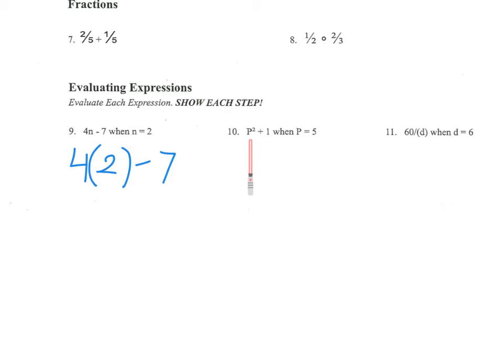Number 10 is p to the 2nd power plus 1. So plugging 5 in for p. This one is 60 over d, or divided by d. So I'm going to rewrite that 60 over d. Okay, and you're going to substitute the 6 in for the d right there. All right, let's flip it over here to the back.